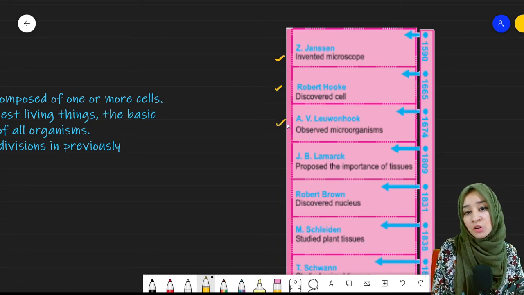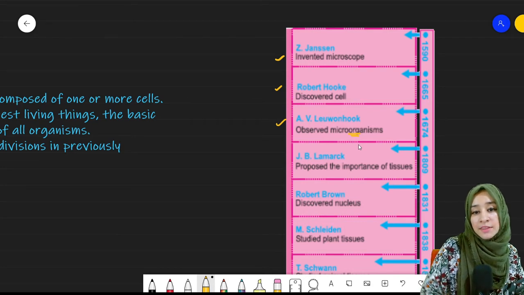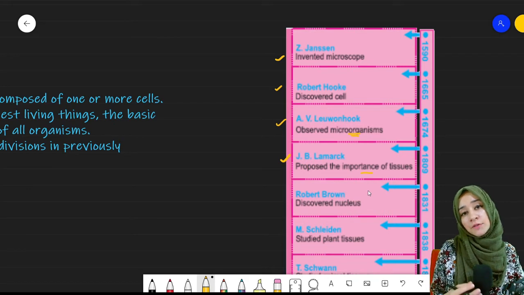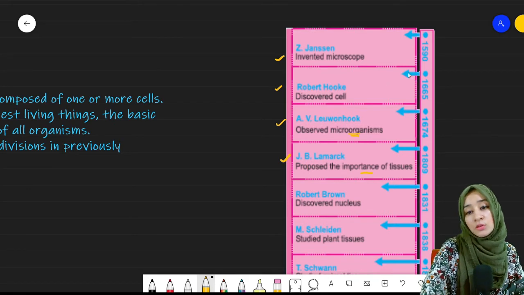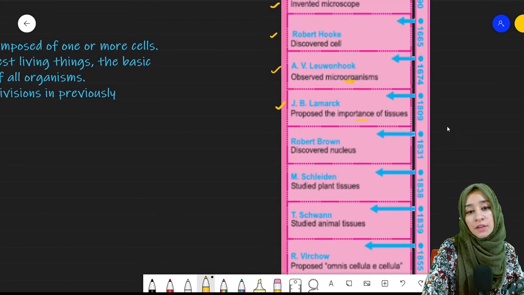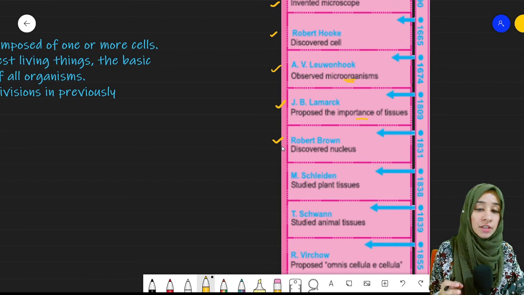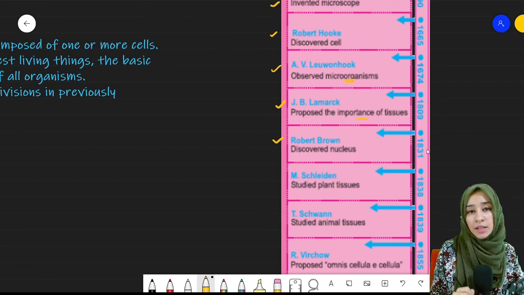Then came Leeuwenhoek, who observed a number of different microorganisms, and he led to the discovery of microorganisms in 1674. Then came Lamarck. He proposed the importance of tissues, what a tissue is and why we need it. In 1809, he discovered the importance of tissues. Then Robert Brown led to the discovery of the nucleus, an organelle present within the cell, in 1831.